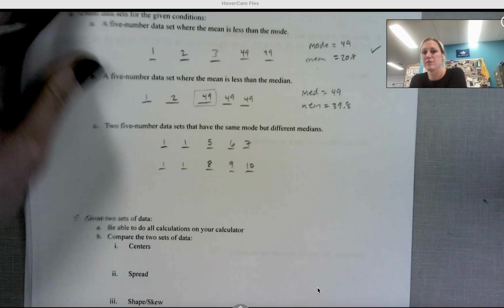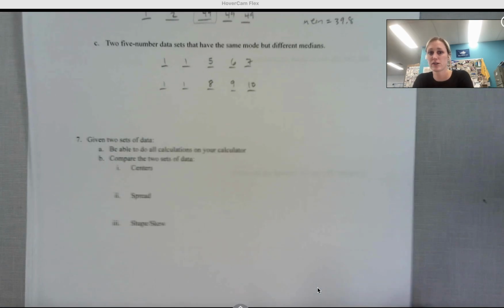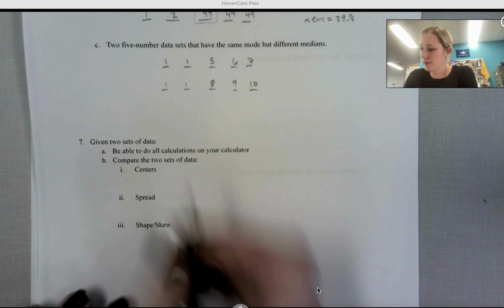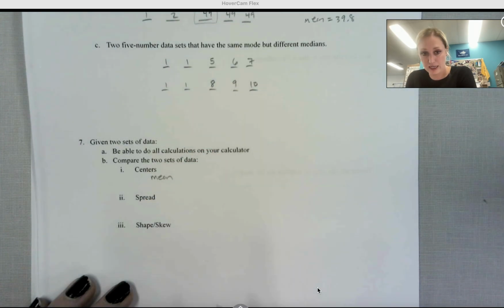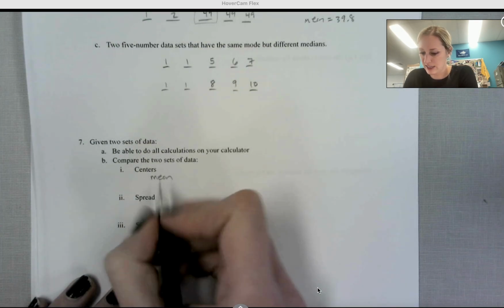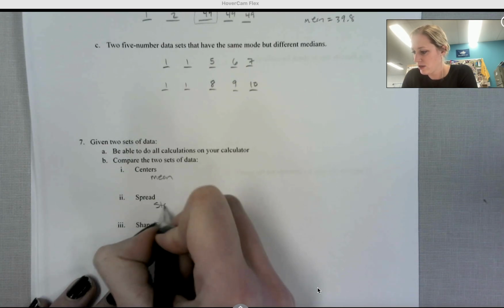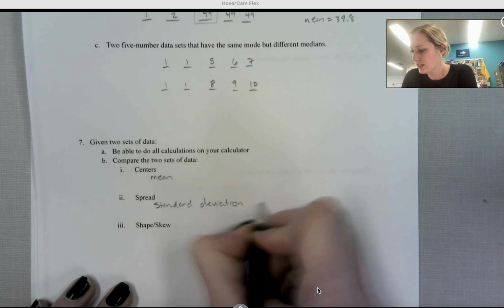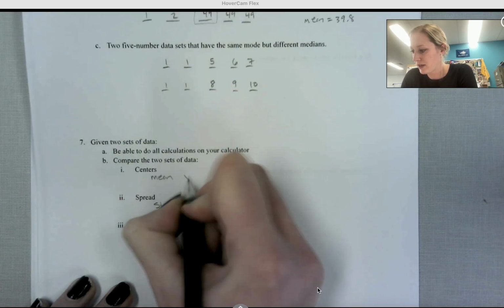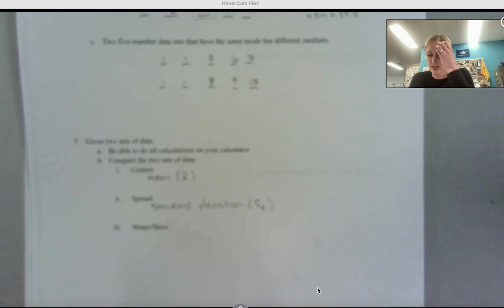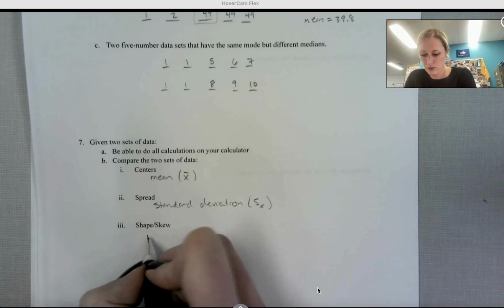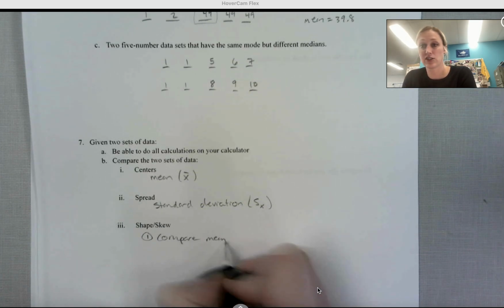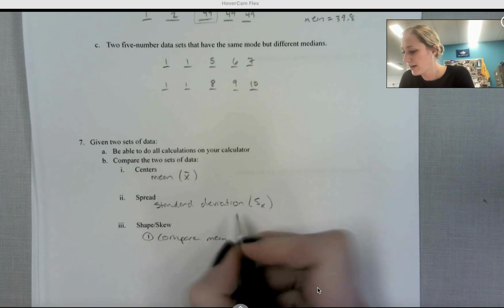Things that we want to be able to do as well are to compare 2 data sets and do the calculations on a calculator. So remember, to compare centers, we're going to look at the mean. To compare spread, we're going to look at standard deviation. And typically for us, it is going to be this one. Remember, mean is x bar. And for the shape and skew, we're going to compare the mean and median for each set to decide, is it normally distributed, skewed left, or skewed right?